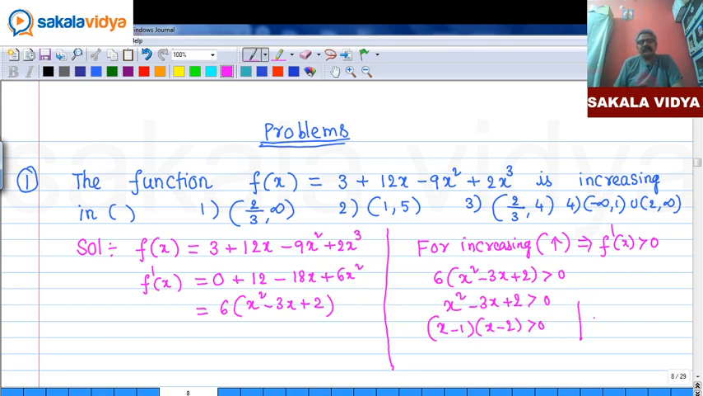That means here actually x values you will be getting, if you equate to 0, 1 comma 2. That means here x less than 1 or x greater than 2, then it will be positive. So, here now required interval is minus infinity comma 1 union, R means union, 2 to infinity. So, that means fourth option is the right option.